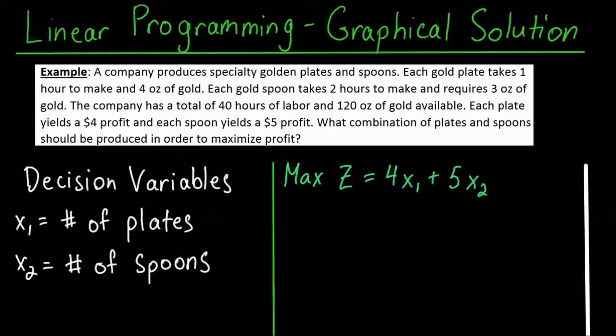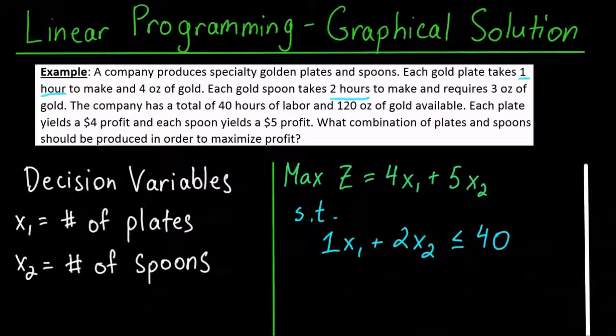Now we can start writing the constraints for our problem, and these constraints will help us to use the resources as efficiently as possible. One of the constraints is for labor. We have 40 hours of labor available, and each gold plate takes 1 hour to make, whereas each spoon will take 2 hours. So we can write that here as 1 hour times x1, the number of plates we produce, plus 2 hours times x2 has to be less than or equal to 40 because we can't exceed the number of hours that we have available.